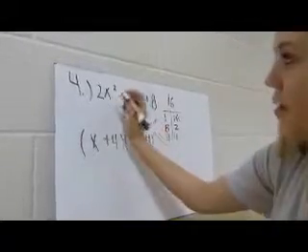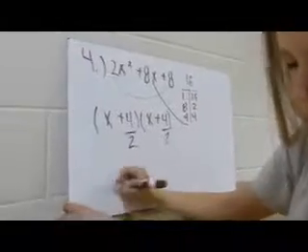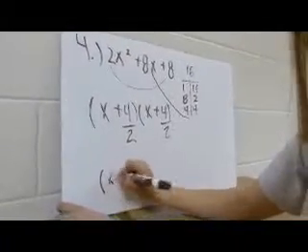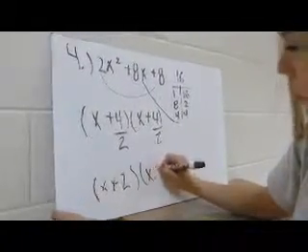And you divide it by the A term. So you divide them both by 2. And then your answer is x plus 2 and x plus 2.